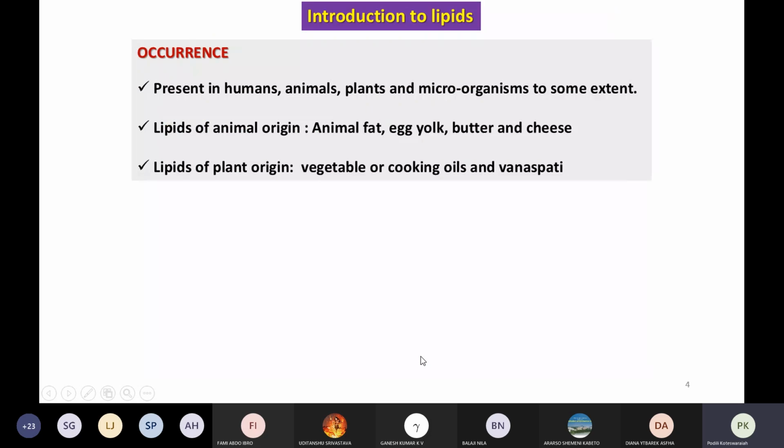And coming to their occurrence, these lipids are present in humans, animals, plants and microorganisms. Some lipids are of animal origin, some are of plant origin. The animal fat, egg yolk, butter, and cheese are all lipids of animal origin, whereas the vegetable or cooking oil and vanaspati are lipids of plant origin.